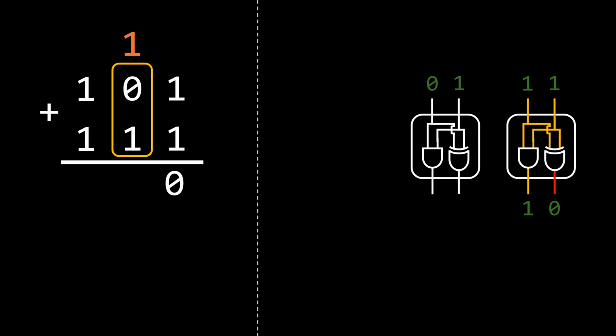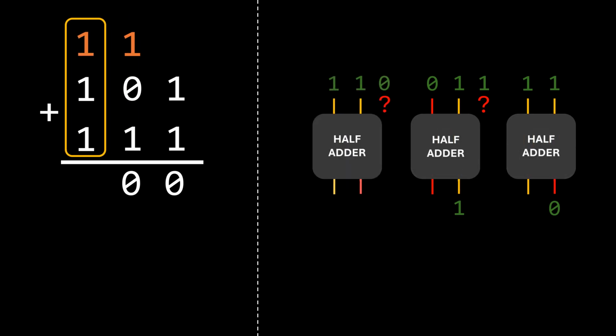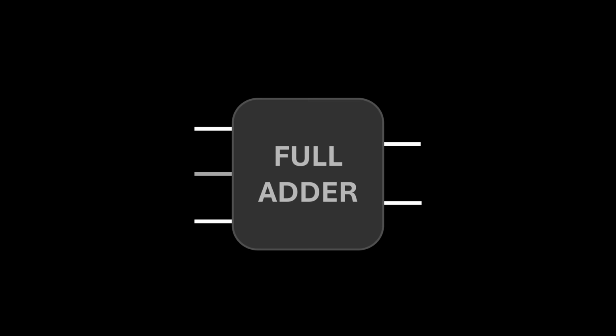We need to consider that the previous row might have created a carry, but because the adder circuit only accepts two inputs, it doesn't account for this carry. Because of this limitation, this circuit is known as a half adder, and it is not useful in this scenario. What we need is a full adder, a circuit that can handle not only the 2 bits being added, but also take into account the carry from a previous addition.